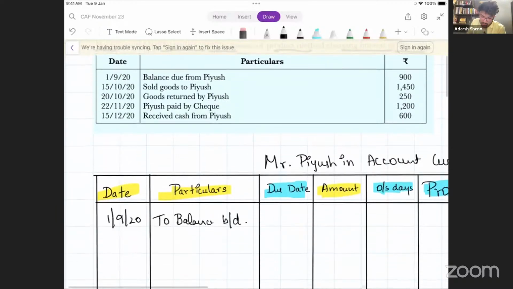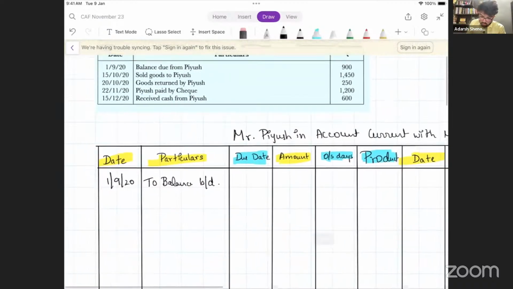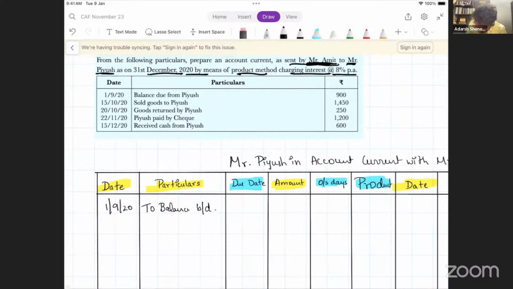If they had told balance due to Piyush, then it's a liability for me. I have to pay it to Piyush. Then I'll write it on the credit side, "By balance brought down." Here they've said balance due from Piyush. Piyush has to pay me. I have a receivable, so it will come on the debit side. Amount is 900 in the amount column. We don't write the due date for the opening balance.